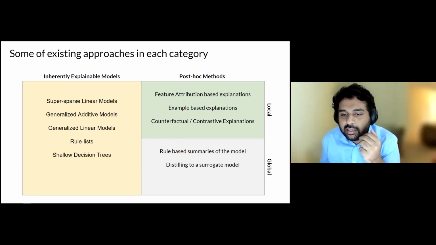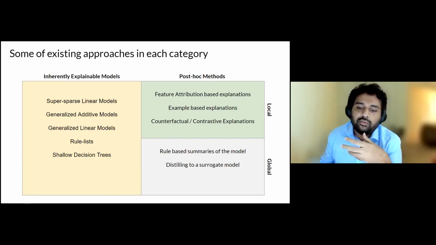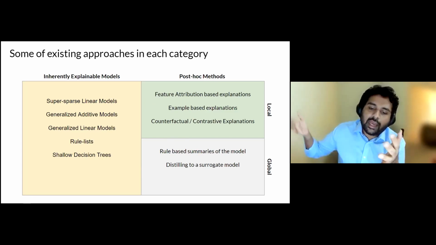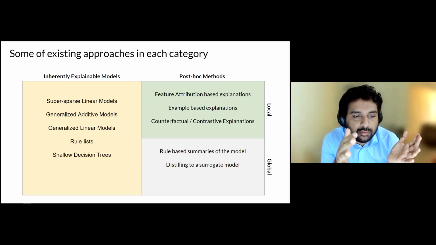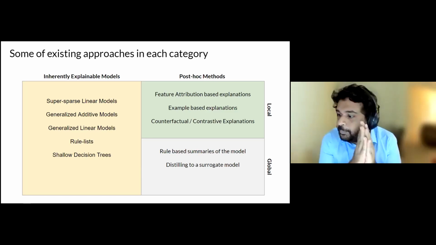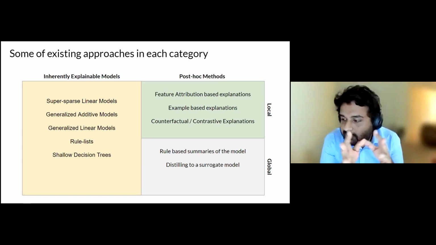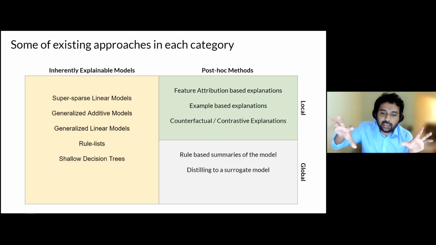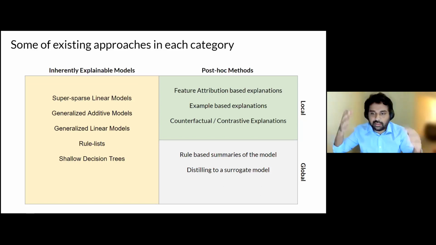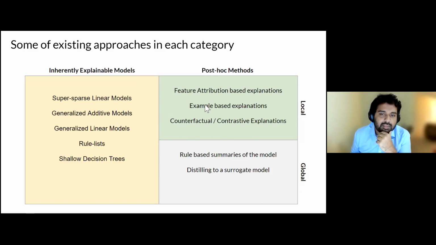And in global explanations, you have rule-based summaries of the model, and sometimes you distill the model into a surrogate model. Like there was this paper by Geoffrey Hinton where he distilled the trained neural network into a decision tree. So now the decision tree behaves like the neural network, but it's interpretable, something like that. We won't spend a ton of time on this section, but we'll spend some time on these two.